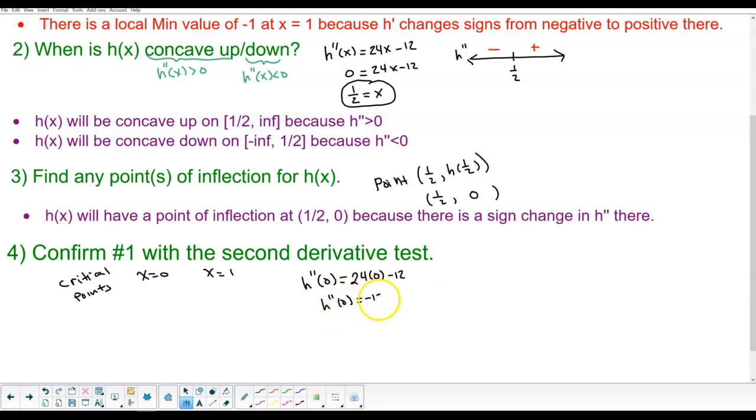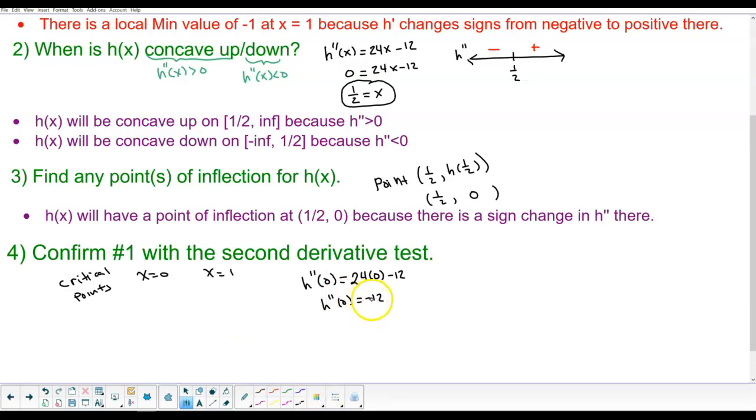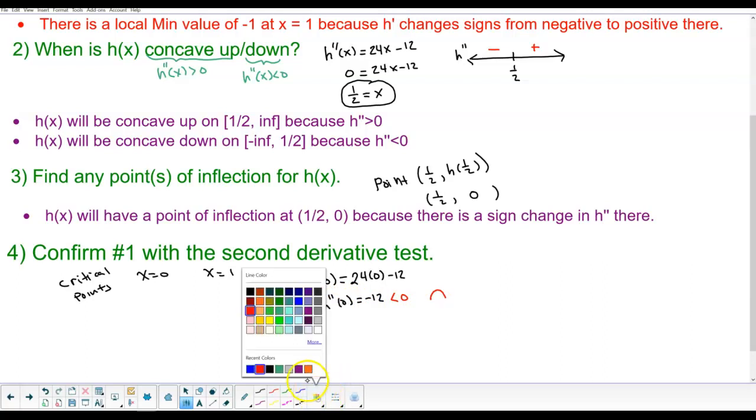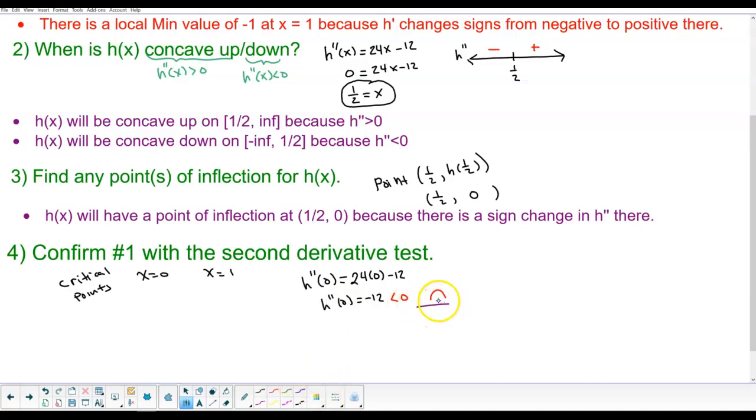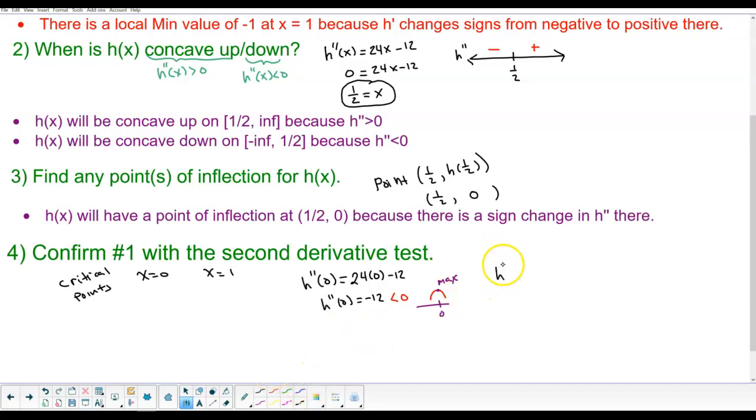So notice my answer is negative 12. I'm more concerned with the sign value. Notice negative 12 is less than 0. So that means that at this point, the second derivative is negative, which is concave down. If it's concave down right at 0, then that must mean that there's a maximum point at 0. Again, none of this is really true justification. We have to write it out in words. We'll do that in a second. But let's test the other point.